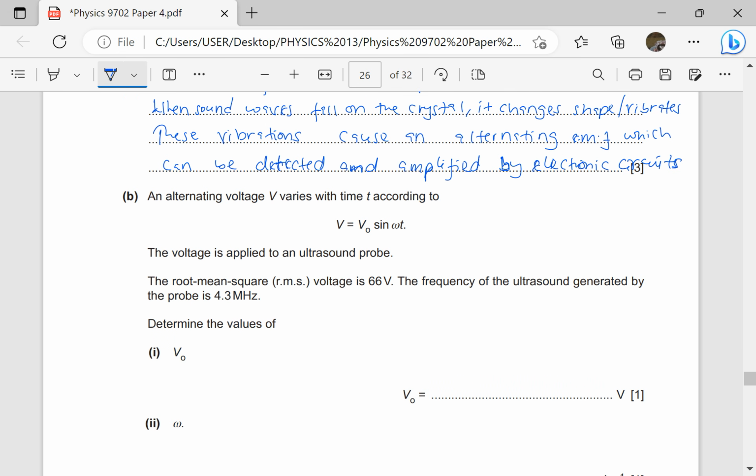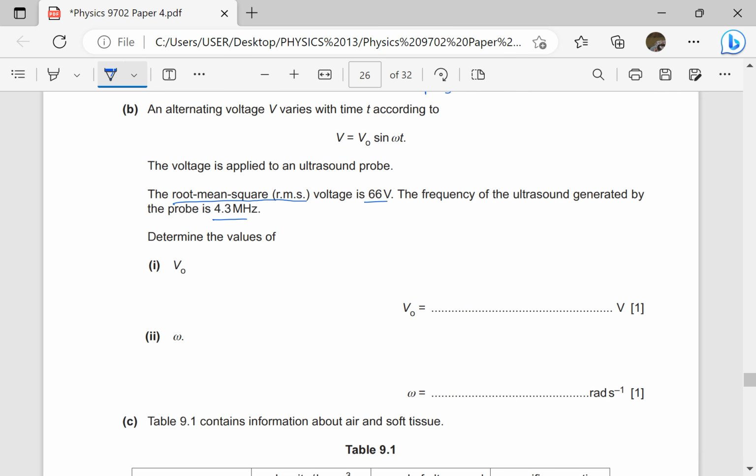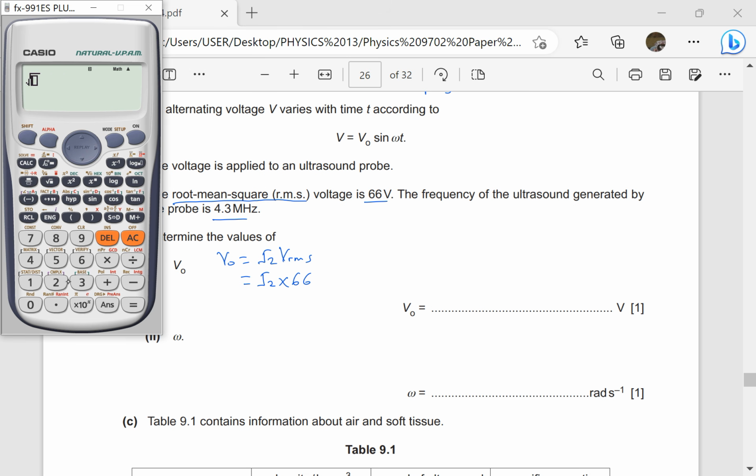An alternating voltage V varies with the time t according to that equation. I think that is sinusoidal. The root mean square voltage is 66 volts. The frequency is 4.3 megahertz. Determine the value of V naught. From what we already know, V naught is equal to root 2 times V root mean square. So that will be root 2 times 66, which gives us 66 root 2.